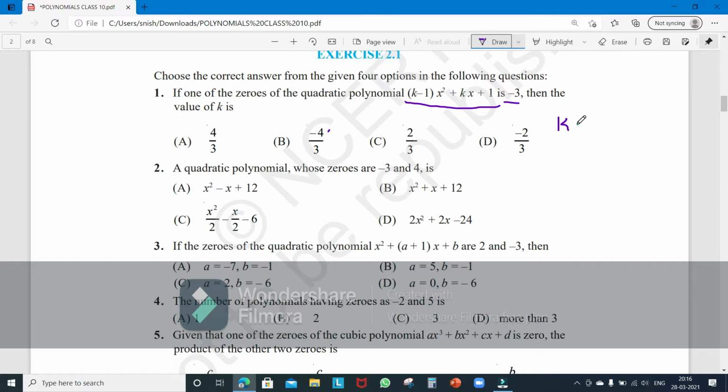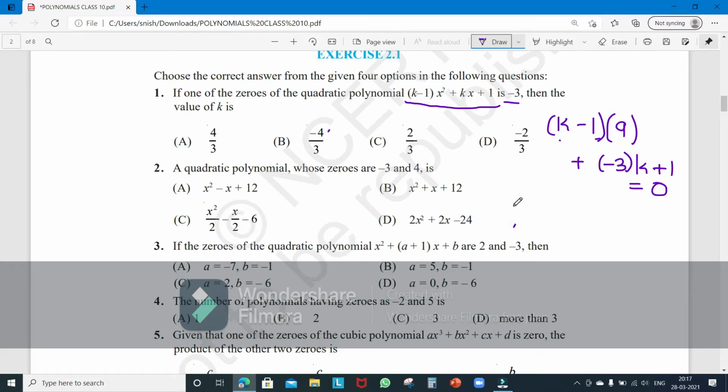k minus 1 into x square. x is minus 3, so minus 3 square will be plus 9, right? Plus k into x, which is minus 3, plus 1 is equal to 0, right? We are basically substituting minus 3 in place of x. So k minus 1 as it is, x square will be minus 3 square, which is positive 9, plus k into minus 3 plus 1 equals 0.